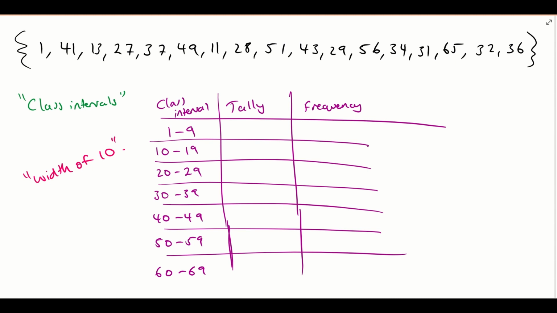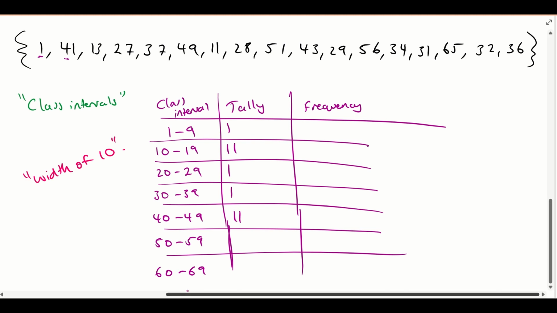Well, taking the first one here, the number 1, that falls into this class interval. 41 goes into here. 13 goes into there. 27, 37, 49, 11, 28, 51, 43, 29, 56, 34, 31, 65, 32, and 36 again. Okay, and we can convert these tallies into frequencies. So we get 1, 2, 3, 5, 3, 2, and 1 again.